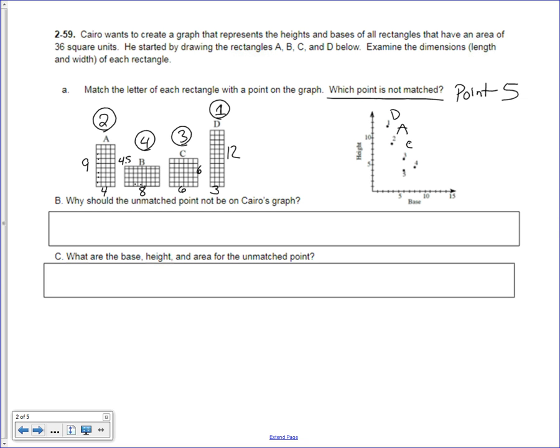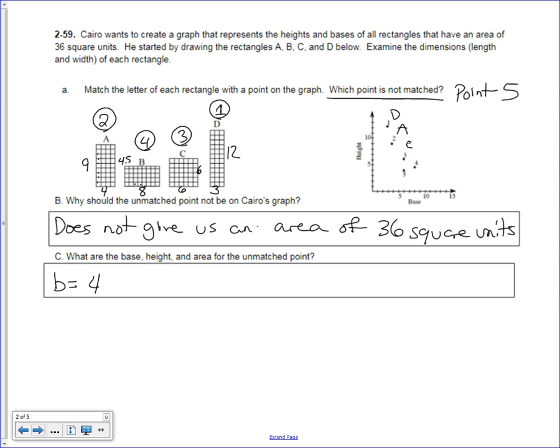Then it goes, why should the unmatched point not be on Karia's graph? And the reason why is it does not give us an area of 36 square units. Problem C says, what are the base, height, and area for the unmatched points? So the base is 4. The height is 6, which means the area is 24 units squared.